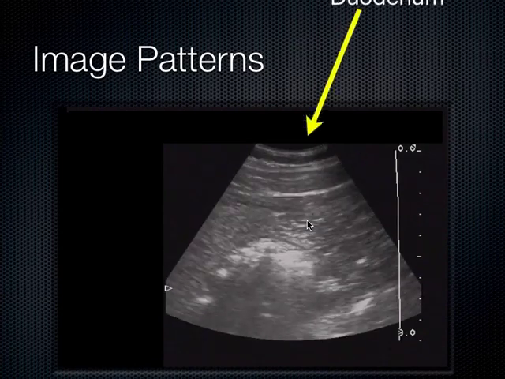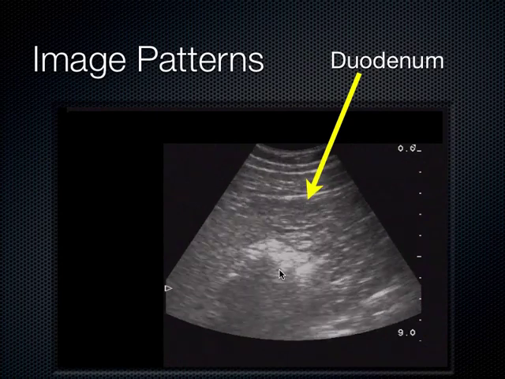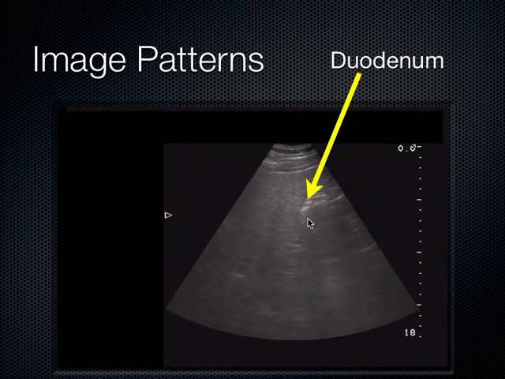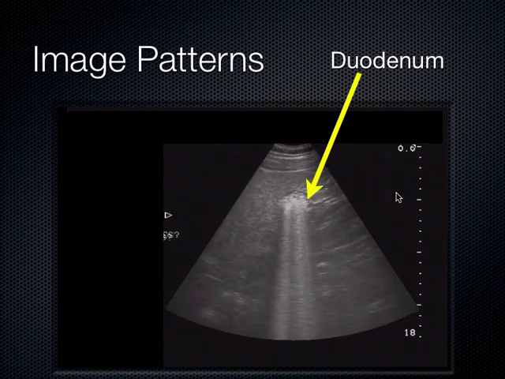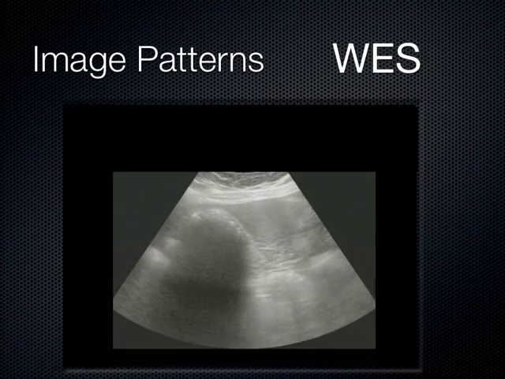It's the duodenum. So air in the duodenum causes these bright and dark shadows. The bright ones are specifically called comet tail artifacts. The dark ones are just called dirty shadows. And we can see this is just air in the duodenum. But it looks a heck of a lot like a WES sign. Therein lies the conundrum. This is actually a true WES sign here.